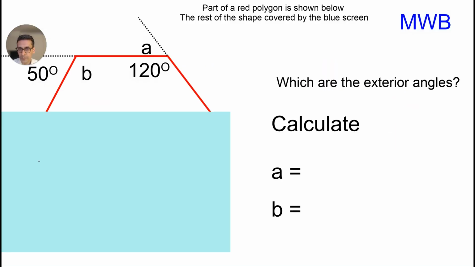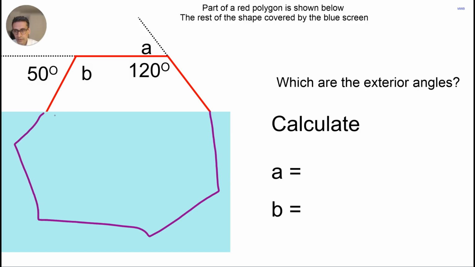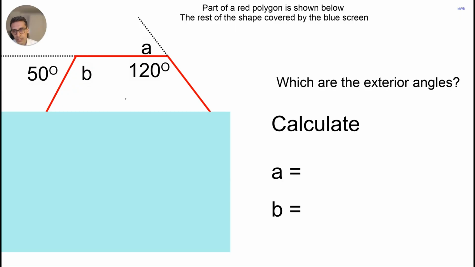Okay, so here's an example of a question. Part of a red polygon is shown, and the rest of the shape is hidden behind the blue screen. So the rest of the shape, we don't know what it looks like. It could, for example, just be something like that. It could be something much more complicated. Something like that. And you can see there's a whole bunch of possibilities, but it doesn't actually matter what the rest of the shape looks like. We can only see this red bit of the shape, which are the exterior angles.